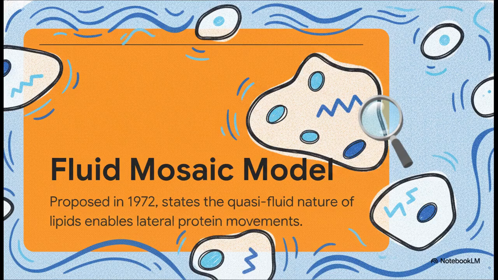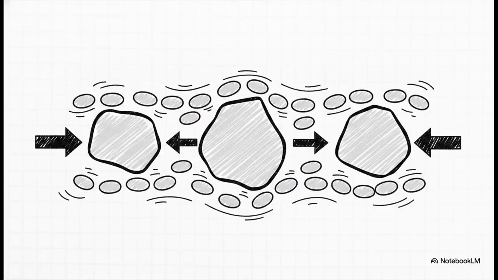It states that the membrane isn't solid at all. Instead, because of the quasi-fluid nature of the lipids, proteins can actually move around within it. Imagine a vast sea of liquid lipids with massive protein icebergs freely floating, drifting, and bobbing right through it. It's literally a mosaic of constantly shifting pieces. This ability for lateral movement, meaning the proteins can seamlessly slide side to side across the surface of the cell, is the direct measure of the plasma membrane's fluidity.